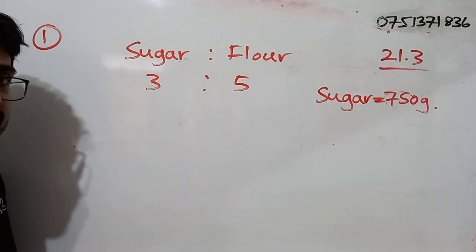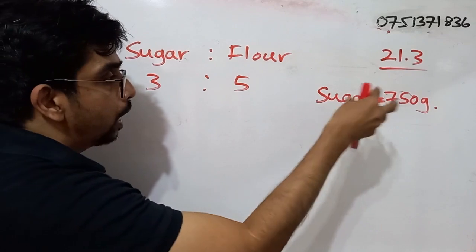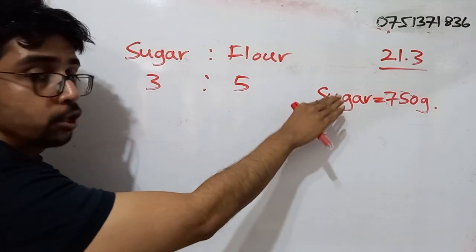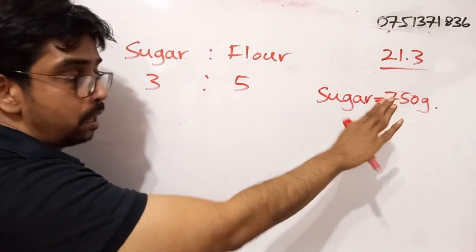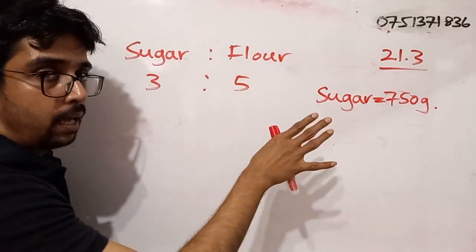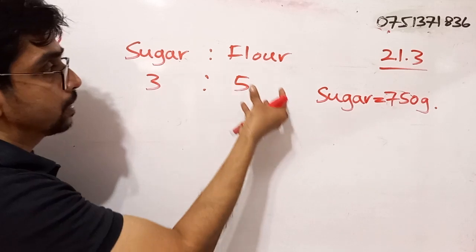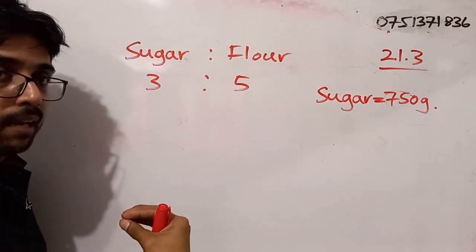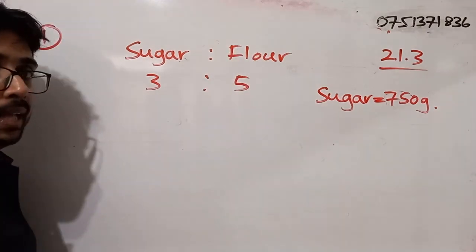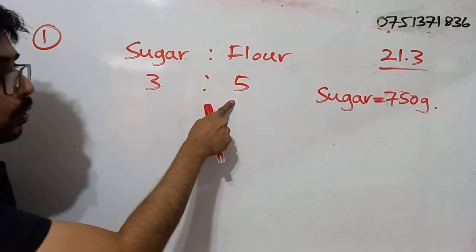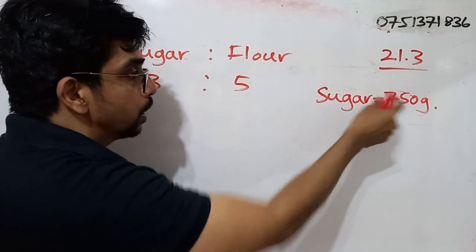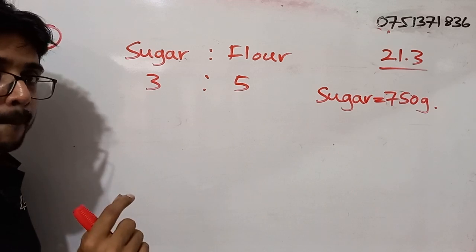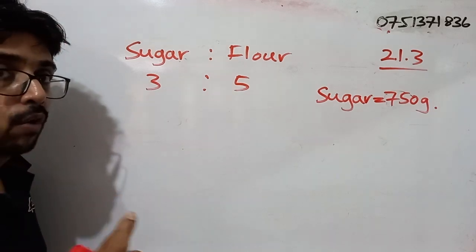So what is the first thing that we need to do? Now we know how much sugar was used in the sweetmeat mixture, that is 750 grams. We don't know the amount of flour that was used. But we have some information that we can use to find the amount of flour. We know the ratio, which is 3 to 5, and we know the amount of sugar, which is 750 grams. By using that information, we can find the value of 1 part.